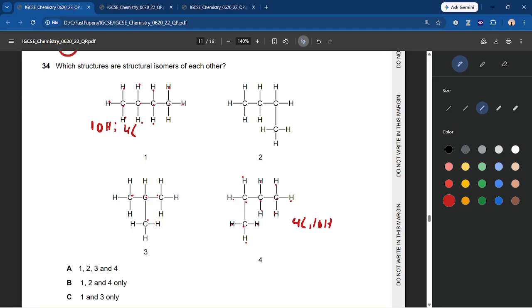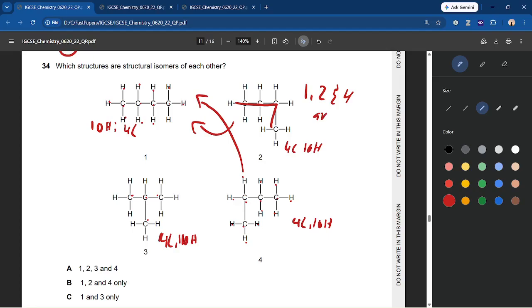So since all of them seem to have the same configuration, where you've got 4 carbon and 10 hydrogen, if you take a look at this, even though it might seem like it's a kink, it's basically the same as 1. So 1, 2, and 4 are actually the same molecule, because if you draw them out in space, it'll look just like this, whereas this is the only one that looks something like this.